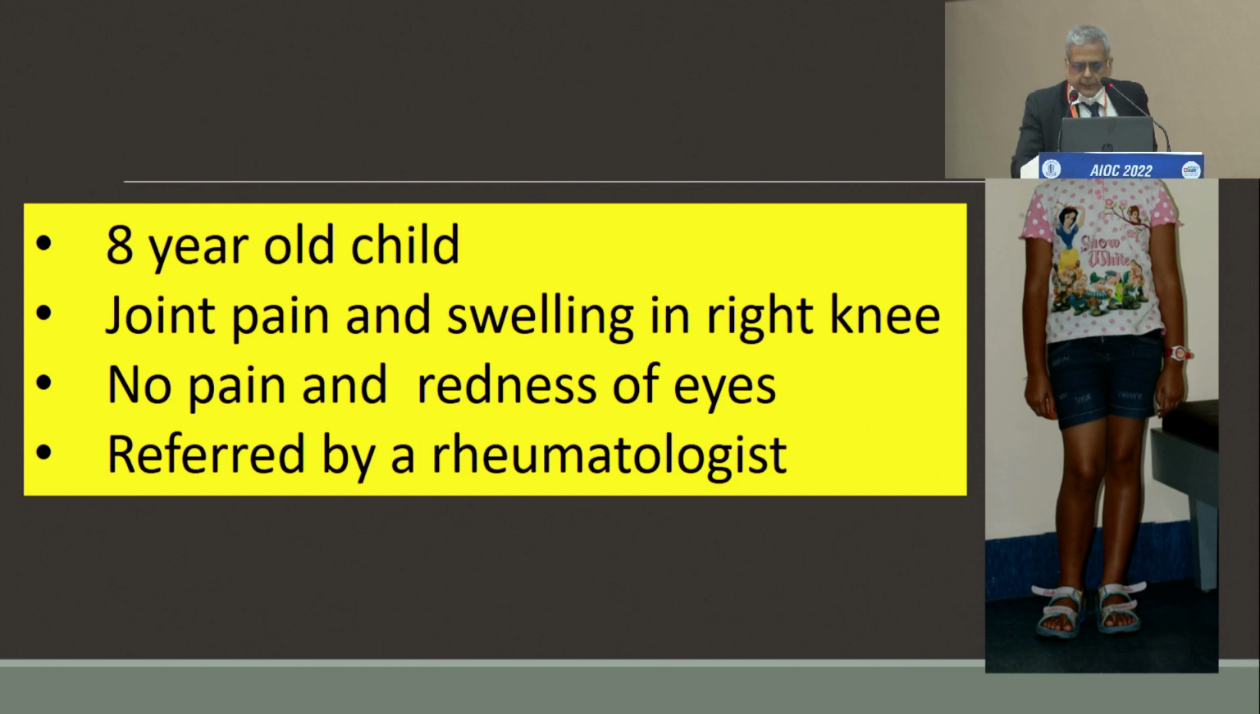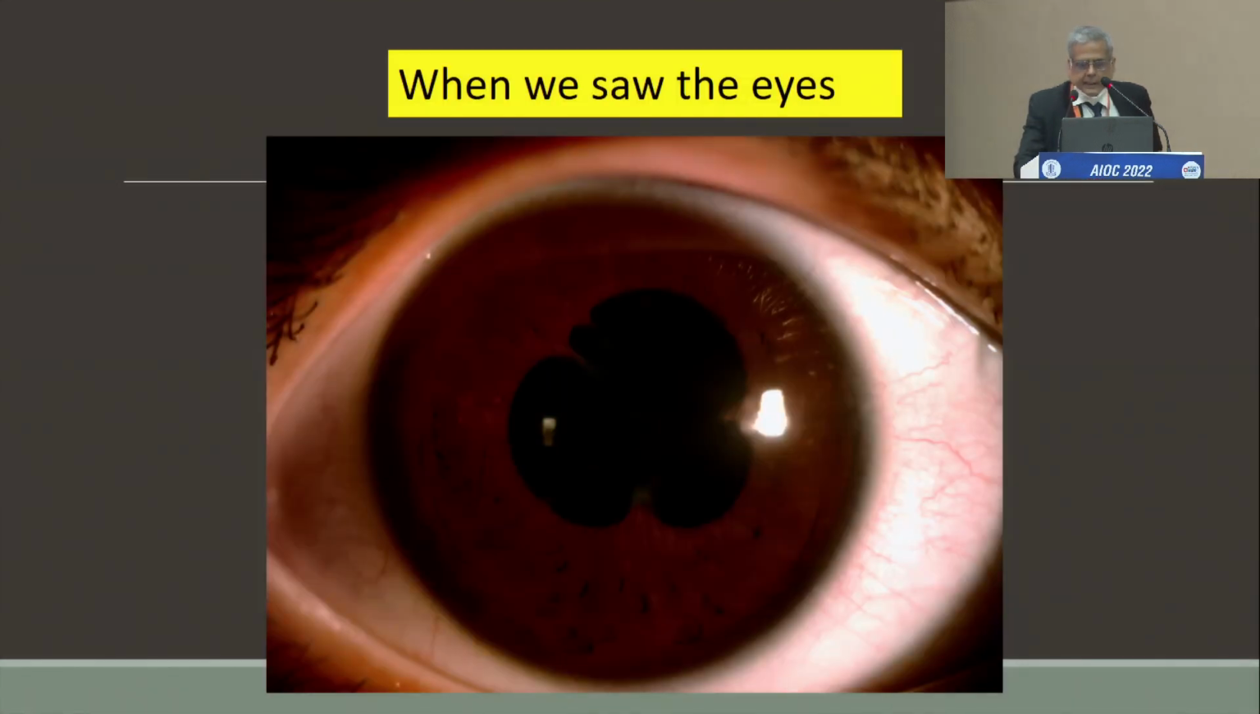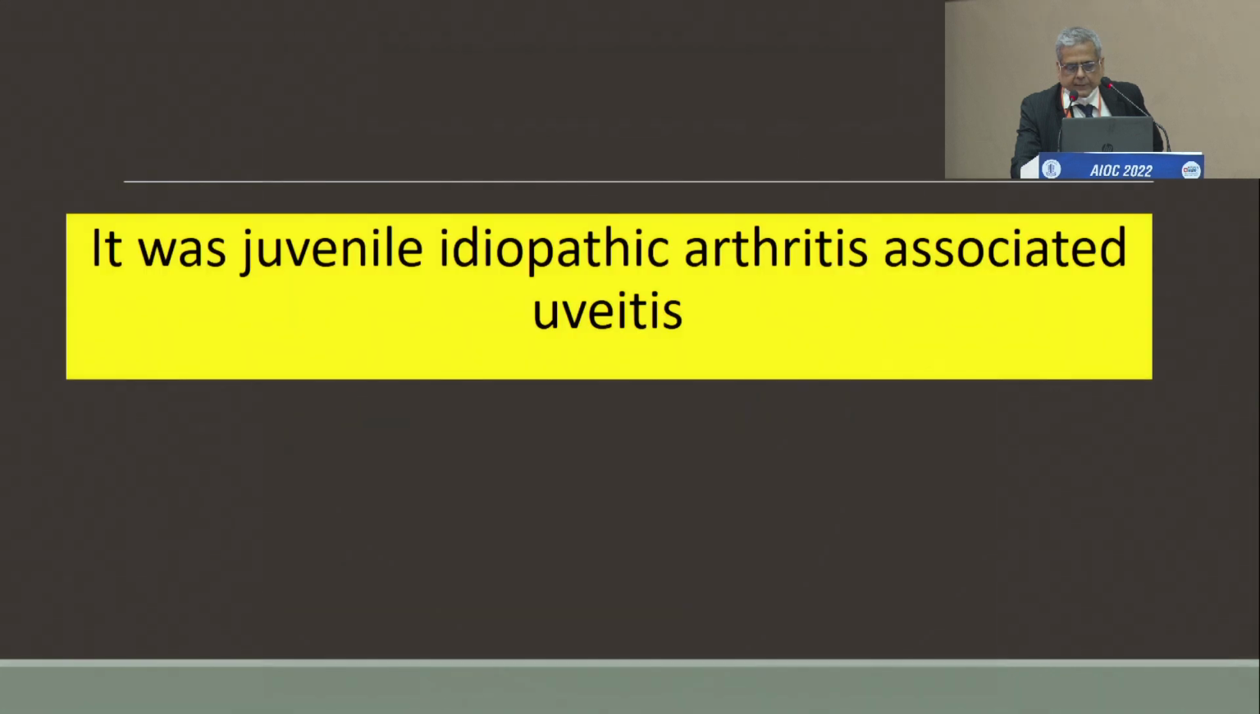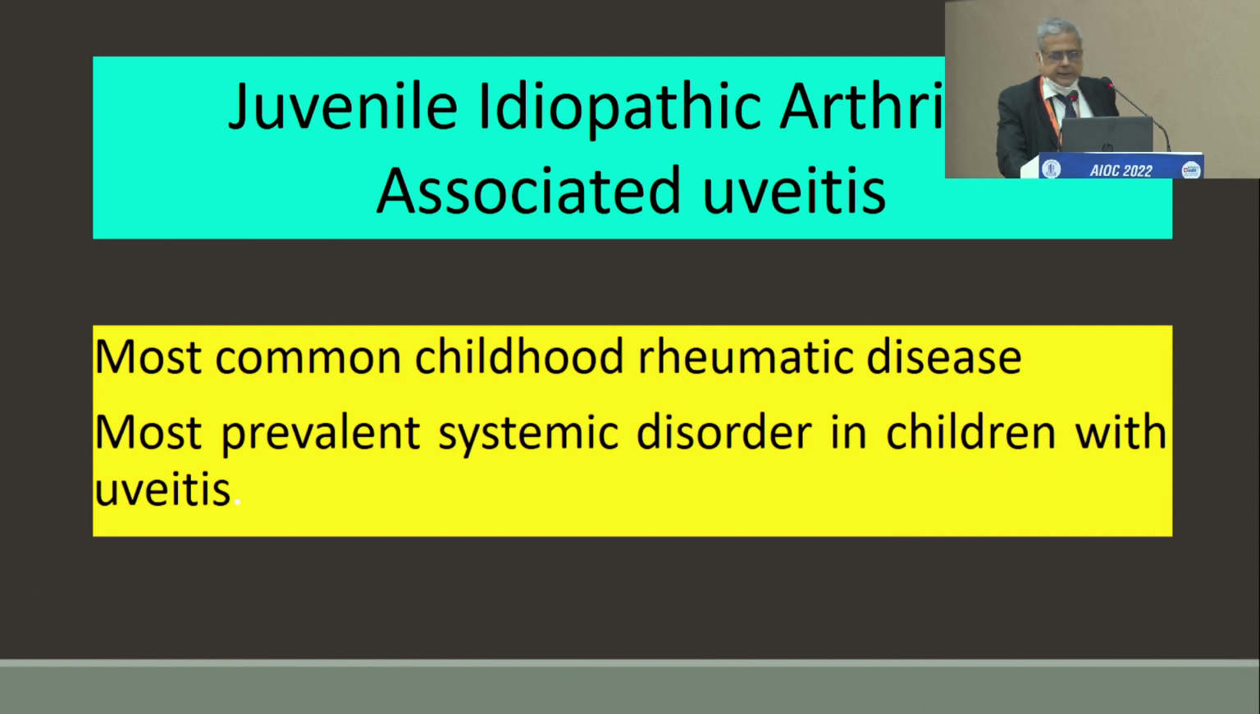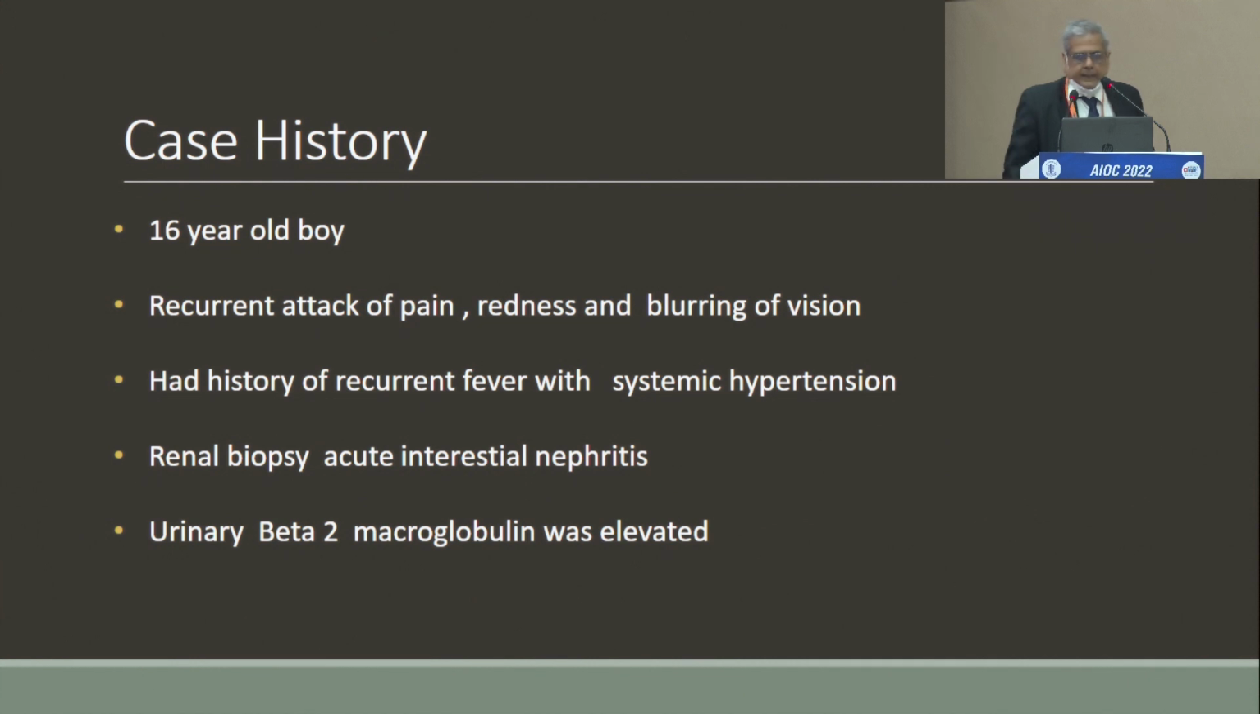When we saw the eyes, we found there is a posterior synechiae already developed. There is a band-shaped keratopathy, early band-shaped keratopathy. It was juvenile idiopathic arthritis associated uveitis. Most common childhood rheumatic disease, most prevalent systemic disorder in children with uveitis. This, of course, is a little unusual.